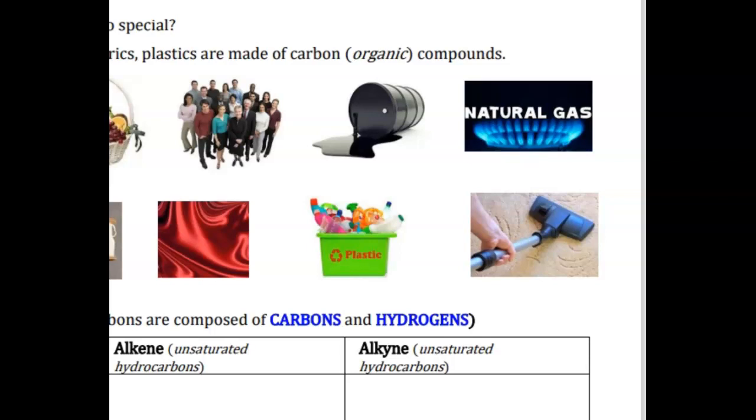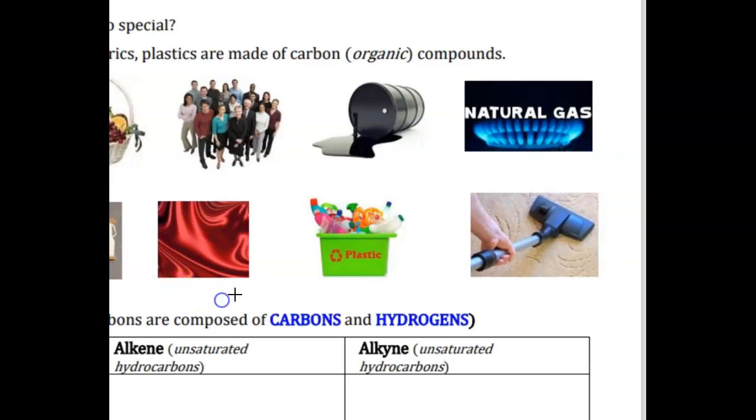The simplest organic compounds are hydrocarbons, compounds composed of carbon and hydrogen atoms only. Some hydrocarbons have only single bonds and appear as a chain of carbon atoms also bonded to hydrogen atoms. These hydrocarbons are called alkanes or saturated hydrocarbons. So the first one, alkanes, saturated hydrocarbons, they have carbon single bonded with other carbon atoms.